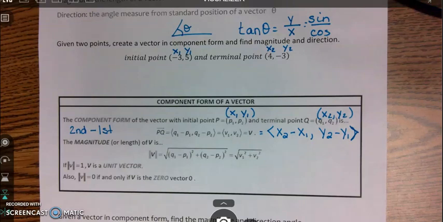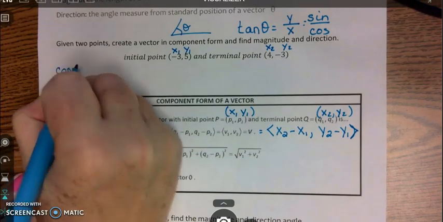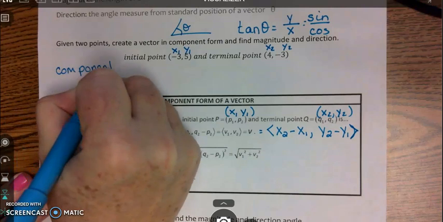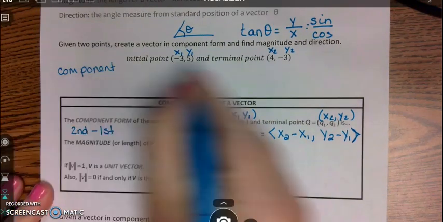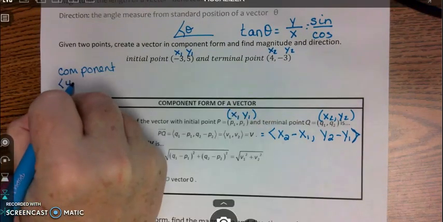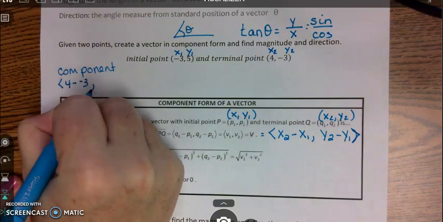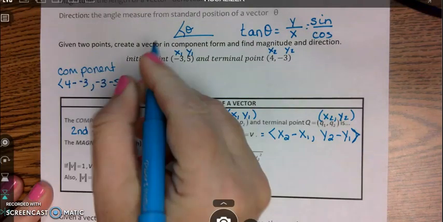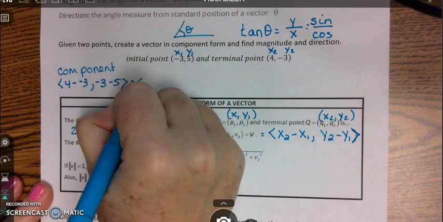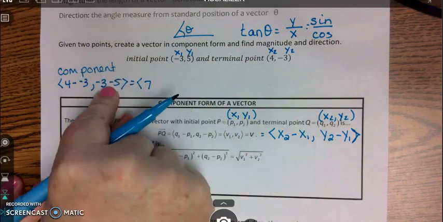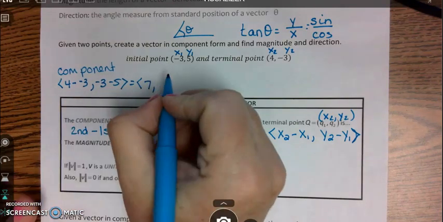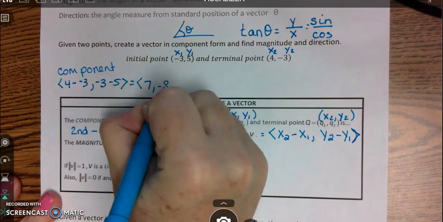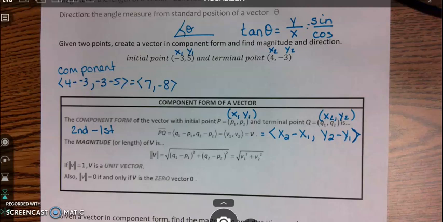So here we go, my component form. It'll be 4 minus a negative 3, and a negative 3 minus a 5. So that becomes 7 and negative 8. So there is our component form.